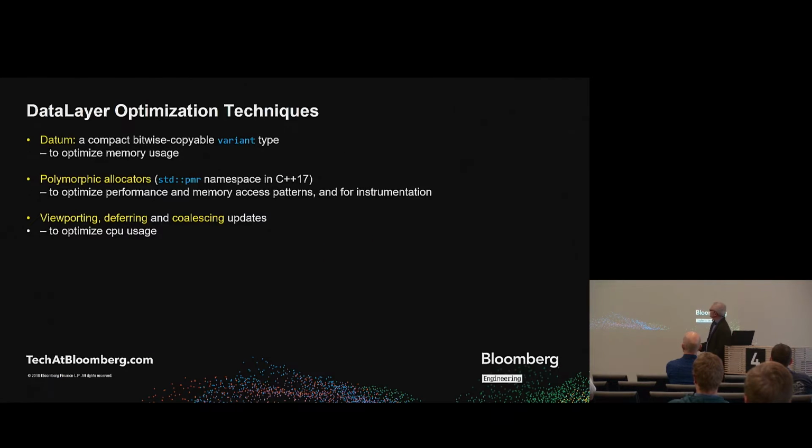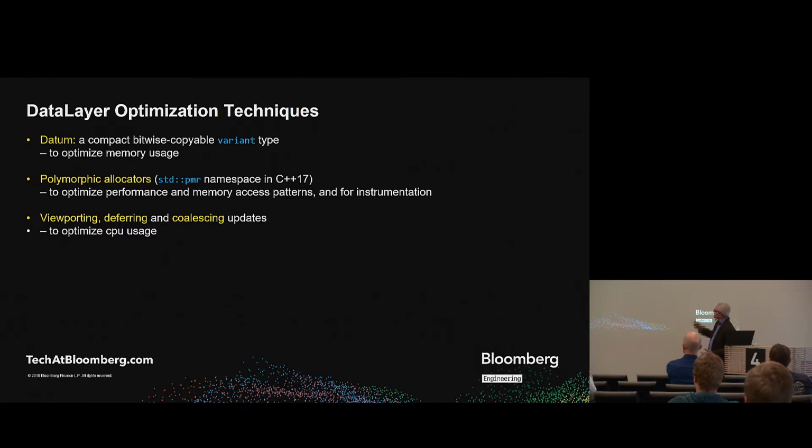How do we make it fast? And how do we make it run efficiently in a small footprint? There's a few things. We have something called Datum, which I'm going to talk about for a moment. We make use of polymorphic allocators. Now, of course, I'm from Bloomberg. I have to mention allocators. Sorry about that. But it's something that really helps us.